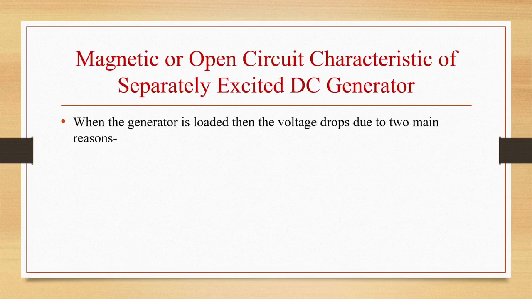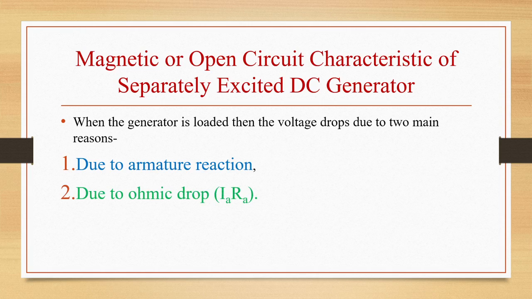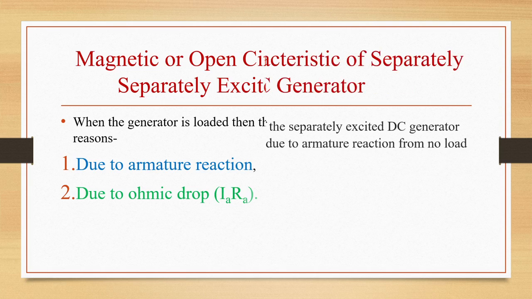When the generator is loaded, the voltage drop will be due to two main reasons. First reason is due to armature reaction. Second reason is due to the ohmic drop IaRa. See, this ohmic drop will change according to the type of generator. In case of separately excited, it is IaRa.